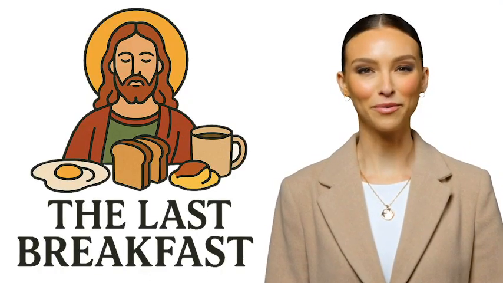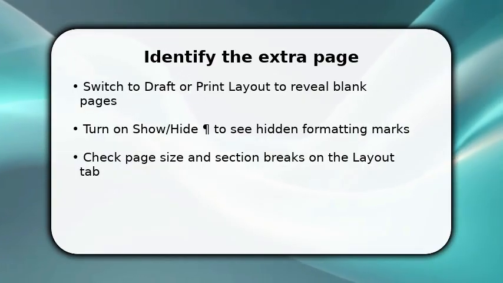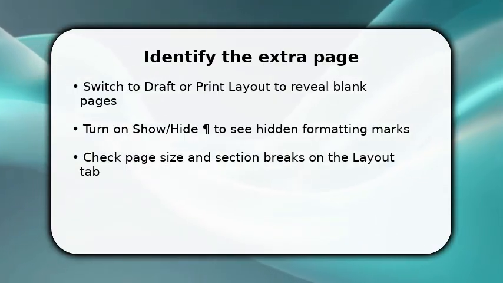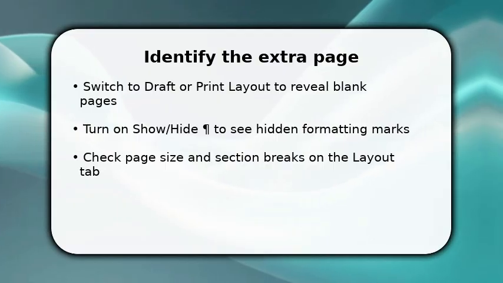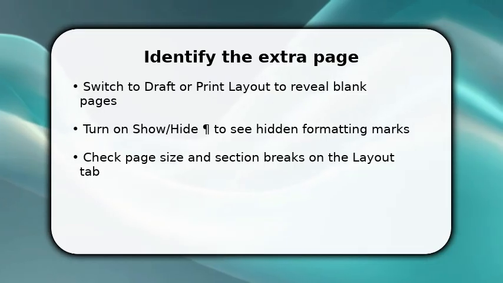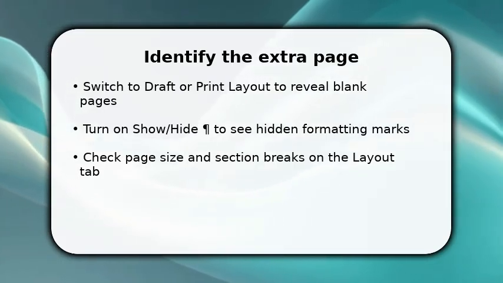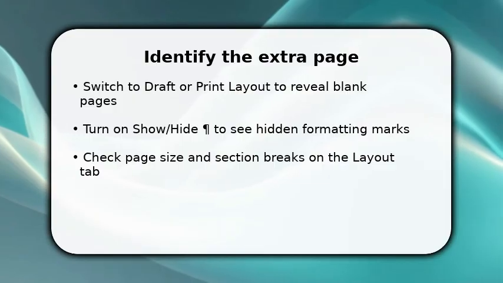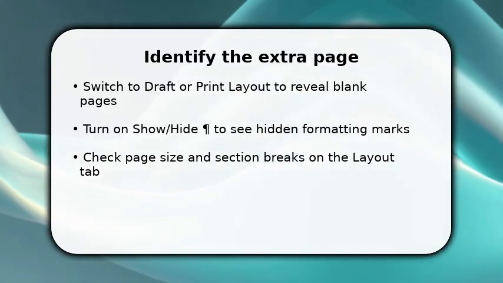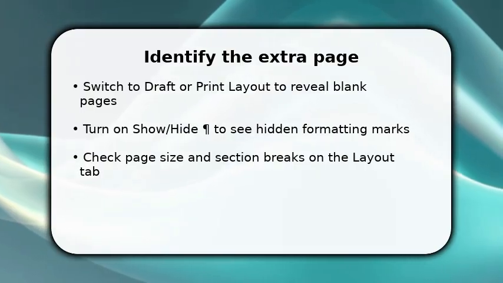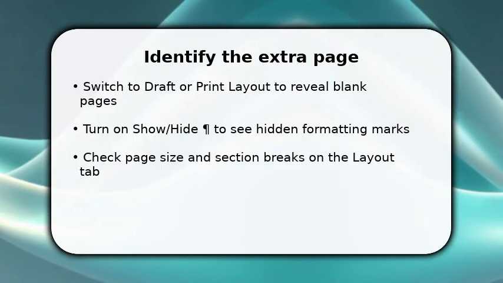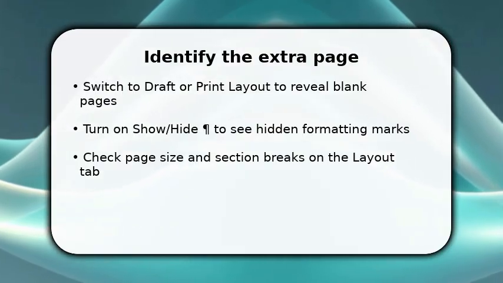Please enjoy the video. You start by finding where Word thinks the extra page lives. Switch to draft or print layout and turn on show/hide so you see paragraph marks and manual page breaks. Once done, inspect the end of the document for empty paragraph symbols, manual page breaks, or a trailing empty paragraph. Make sure to check for section breaks because they can force an extra page. If you see a next page section break, you'll act on it next to remove the blank page properly.